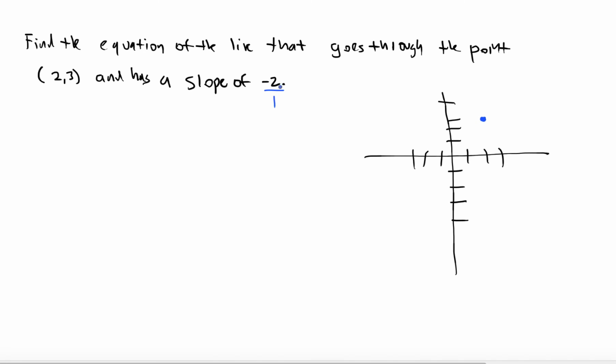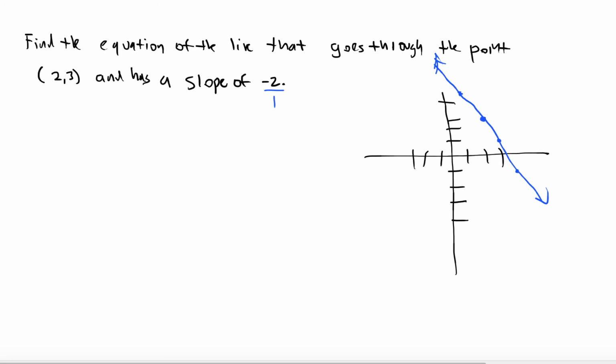The slope is negative, so what does that mean? It means that we can go down 2 units and to the right 1. Remember, that also means we can go up 2 and to the left 1 as well, right? So this is the line in question. So what is the equation of this line going to be?